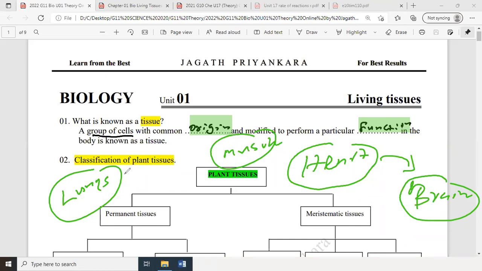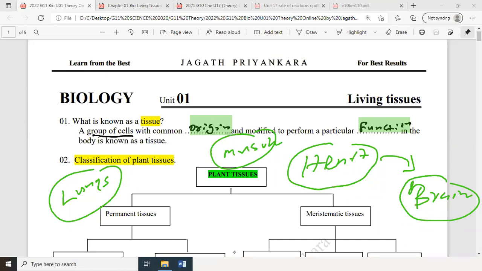Okay. So that is very important in your body, right? After your birth, the heart performs that function until your death. So you understand the meaning of this definition. They have a common origin, group of cells. So what are the three words? Group of cells, also highlight.